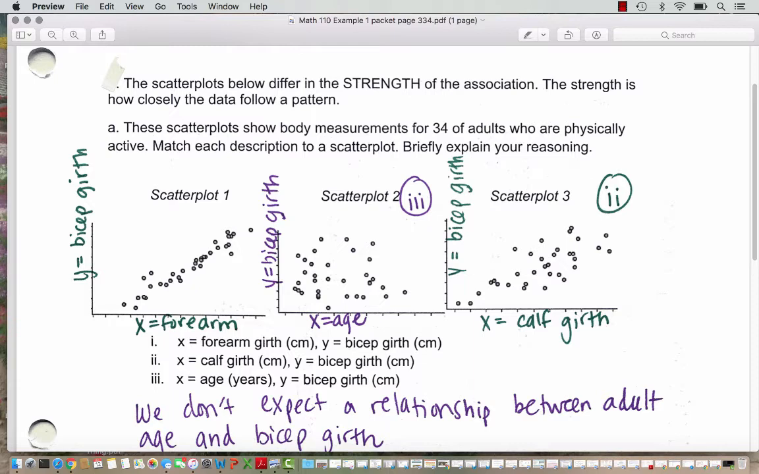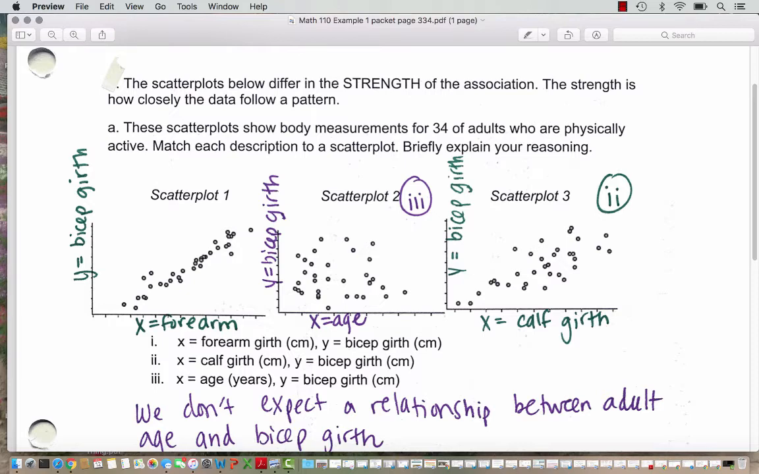So the strength of the association is how closely the data follow a pattern. In our class, because it's Introduction to Statistics, we are going to be looking at linear regression or linear lines of best fit. So in this example, we are imagining a line fits the data. In additional statistics classes, you may look at curves of best fit.